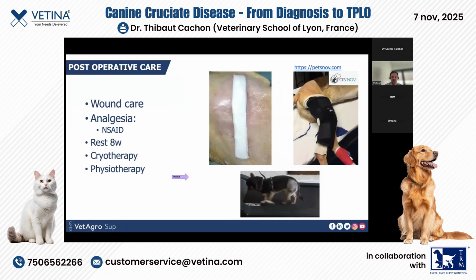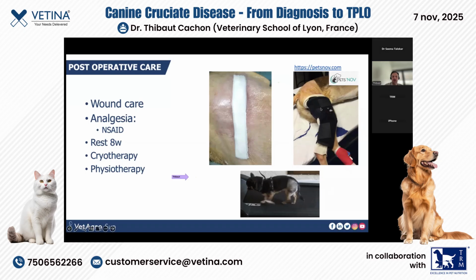For the post-operative care, I just put some dressing on the wound to avoid any leakage from the dog. I give some non-steroidals for 2 to 3 weeks, and rest for 8 weeks. I think that physiotherapy is very important during the post-operative period. It's also very interesting to use cryotherapy during the post-operative period.